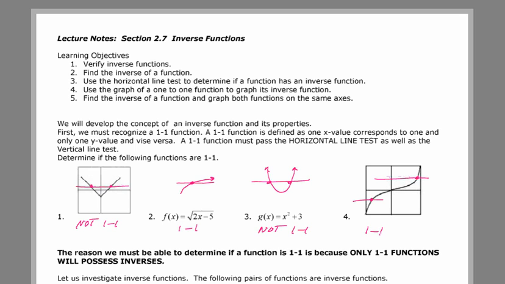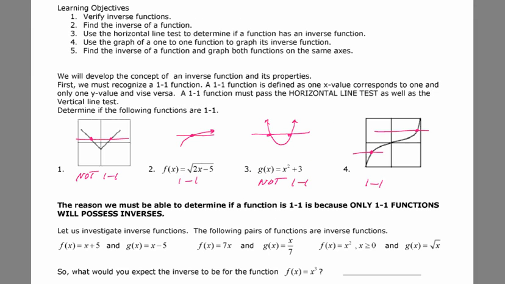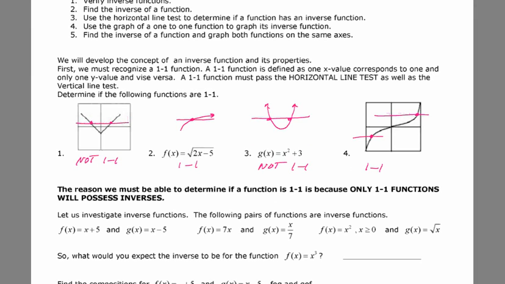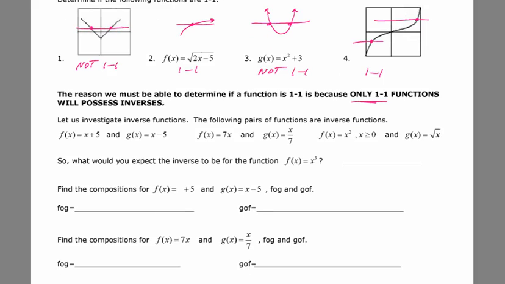Now that we can figure out and determine if a function is one-to-one, then we can find inverse functions. And so only one-to-one functions will possess inverses. That's important. We can't do any of this work on a function that's not one-to-one. We have to have one x going to one y and one y going to one x in both directions. And what an inverse function is going to do is it's going to go backwards. It's going to kind of undo the original function.